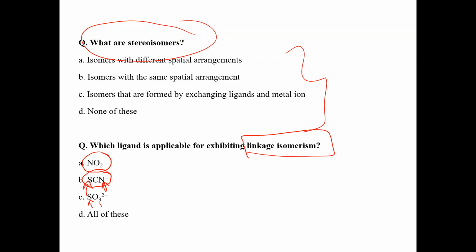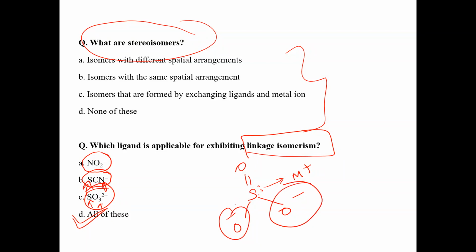And similarly for this sulfur trioxide anion, right? So you will have this type of structure. Okay, so all of these can exhibit linkage isomerism. Because this sulfur has a lone pair, it can also bind to the metal atom, and these oxygens also, because they are electron rich, can easily donate their lone pair to the metal atom and form a coordination bond. So in the second one, this is the answer, and the first is A, isomers with different spatial arrangements, right?